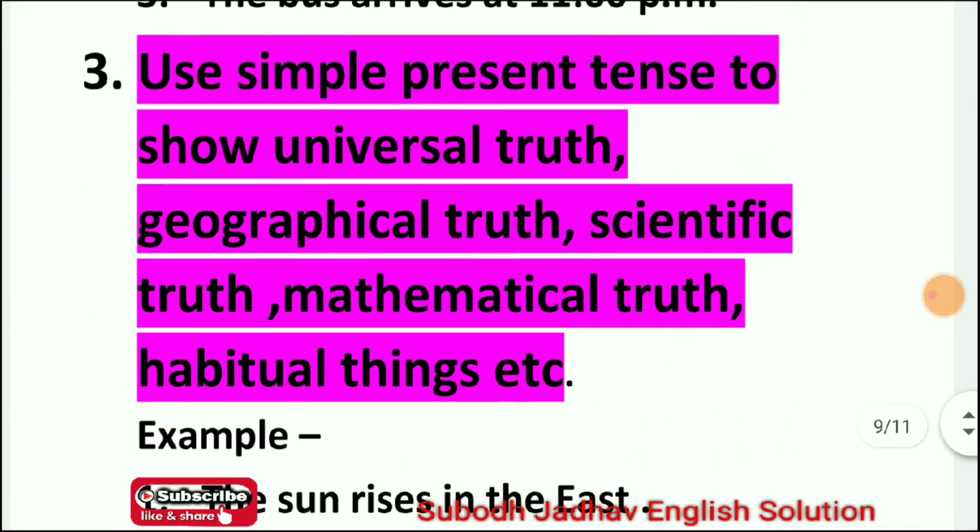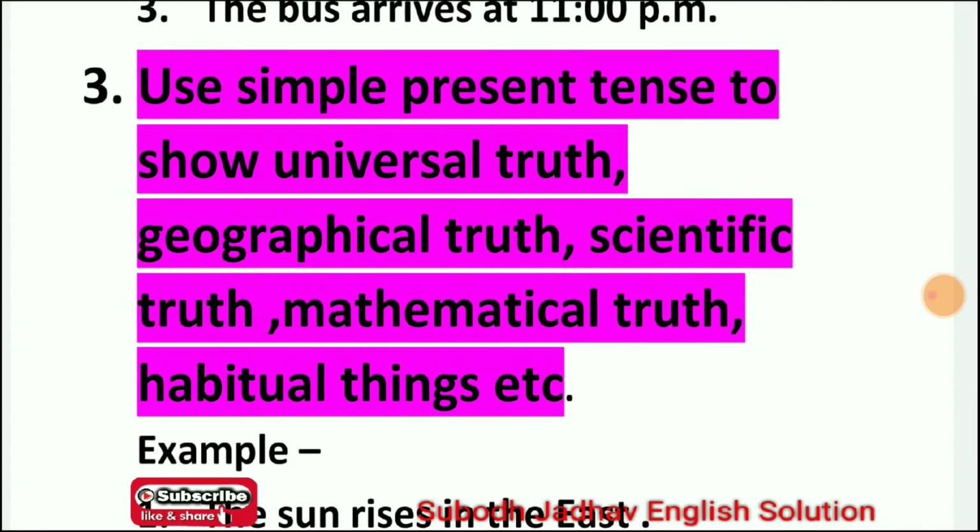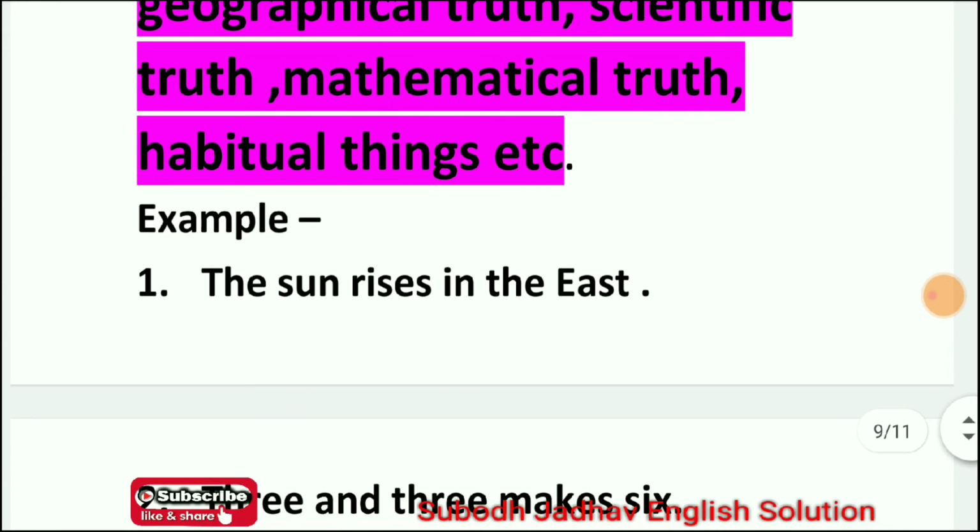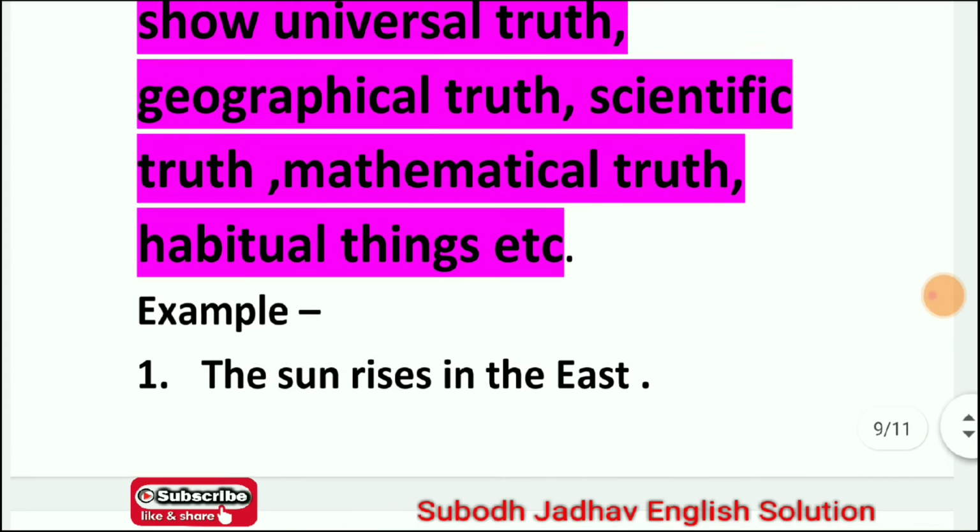Rule number 3: use simple present tense to show universal truth, geographical truth, scientific truth, mathematical truth, and habitual things. When all these things are there, at that time you should use simple present tense only. Example: the sun rises in the east. This is a universal truth.